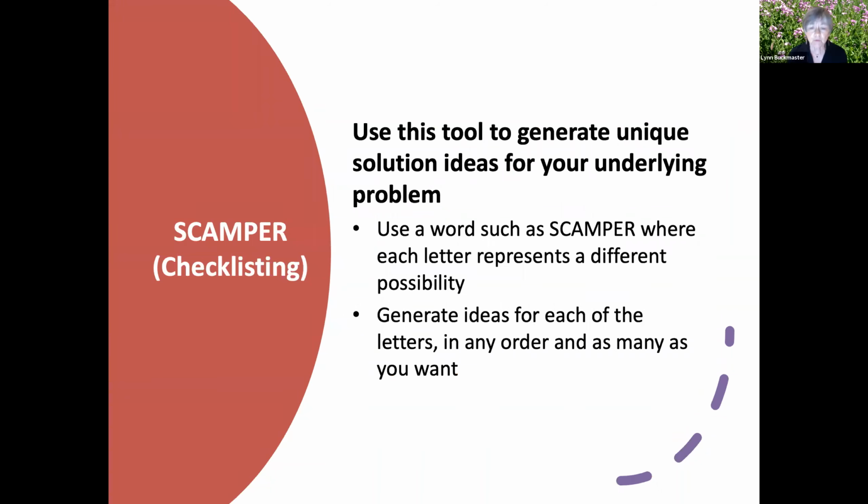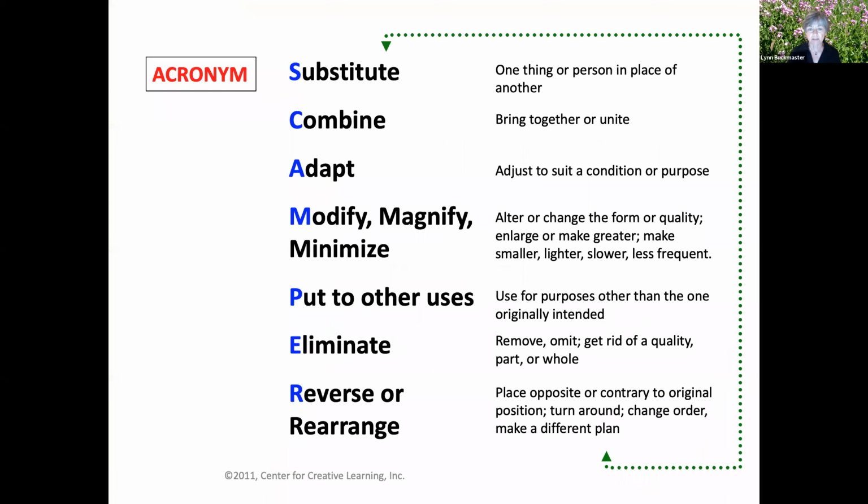So the first tool we're going to talk about is called SCAMPER. It's a form of checklisting where you use a checklist to trigger ideas that you associate with things in the checklist. SCAMPER is a checklist where each letter represents a different possibility, and you generate ideas for each of the letters in any order and as many as you want.